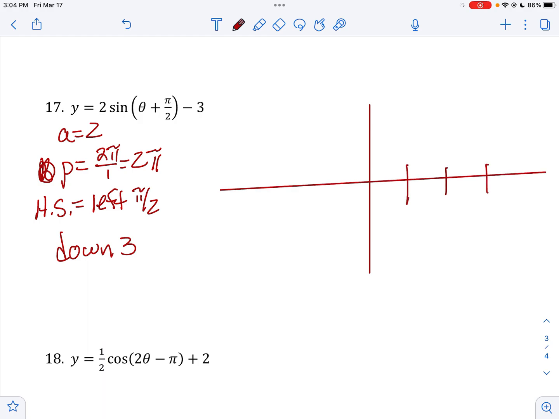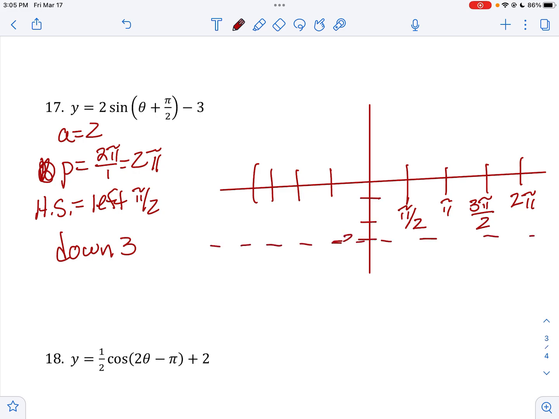1, 2, 3, 4. This is 2 pi. Halfway is pi, so this is pi over 2. So this would be 3 pi over 2. And let's see, down 3. 1, 2, 3. I'm going to dash in that at negative 3. Then our amplitude is 2. And then down to negative 5.